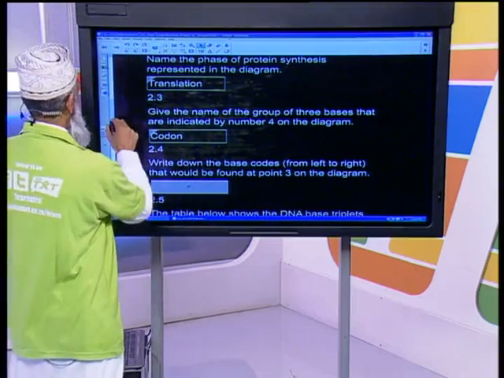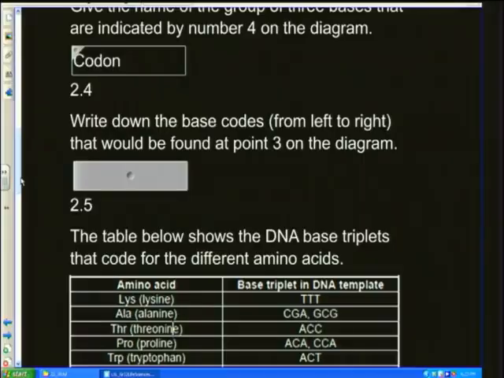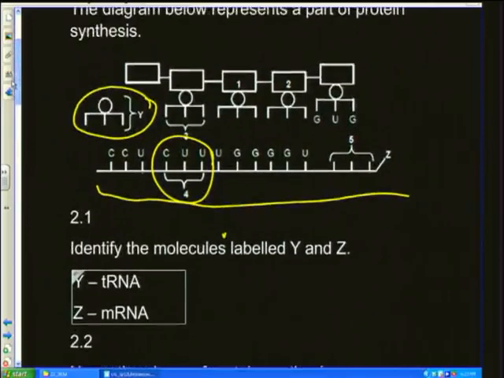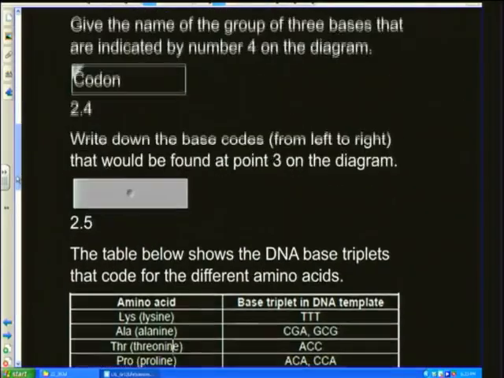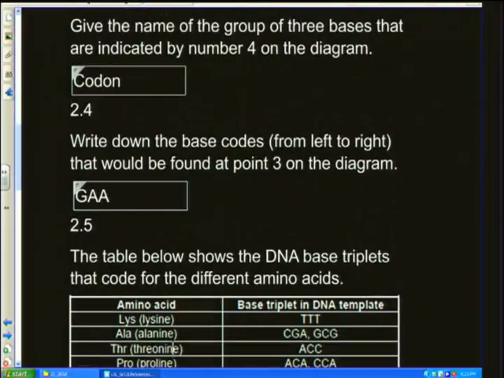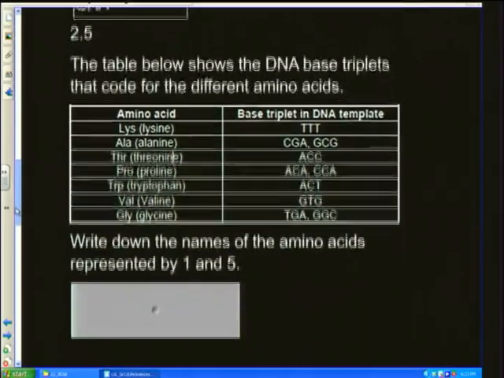Good? Write down the base codes from left to right that would be found at point 3 on the diagram. Point 3 on the diagram is here. And it's matching with this guy. If that is C, that has to be G. Cute girl. Remember? Cute girl. And with the U, it's A. Normally, it should have been T, but there's no T here. So U is A and U is A. So it's GAA. Guanine, adenine, adenine.